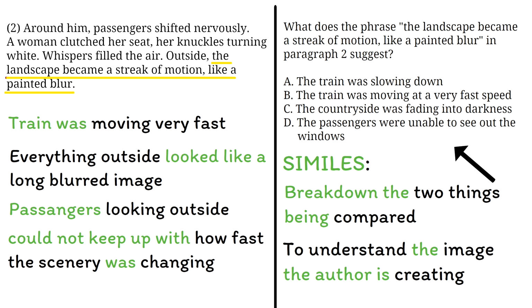Thus, when we look through the answer options, it's therefore option B. The train was moving at very fast speeds.